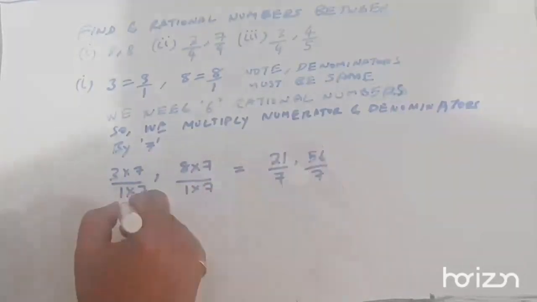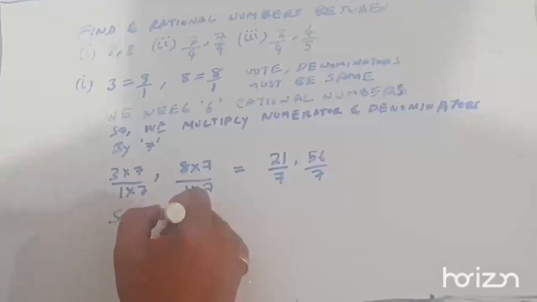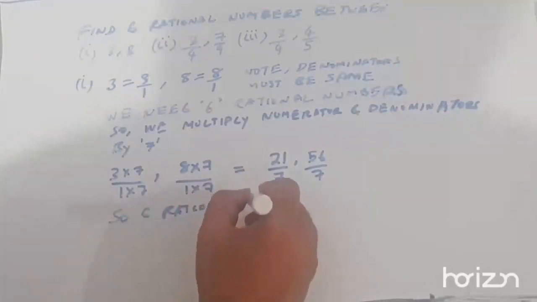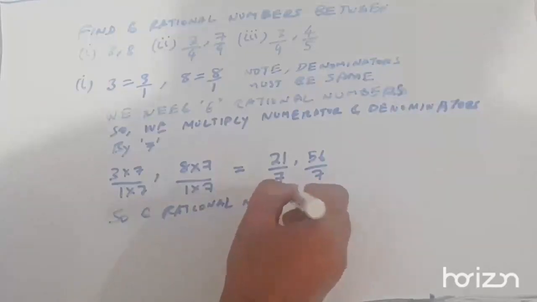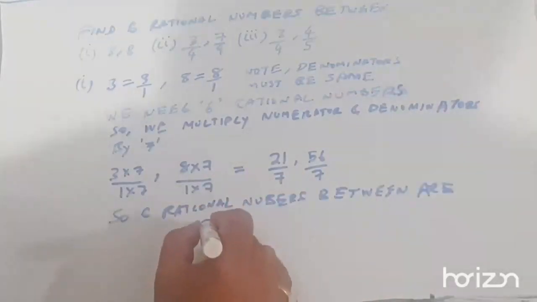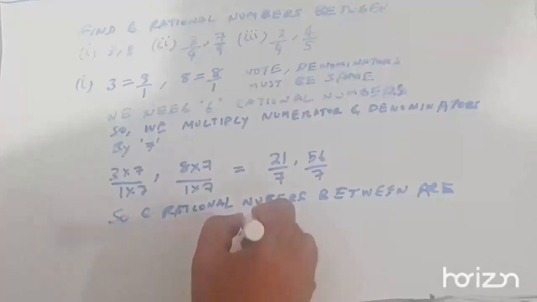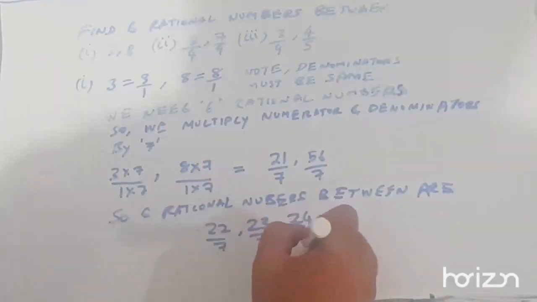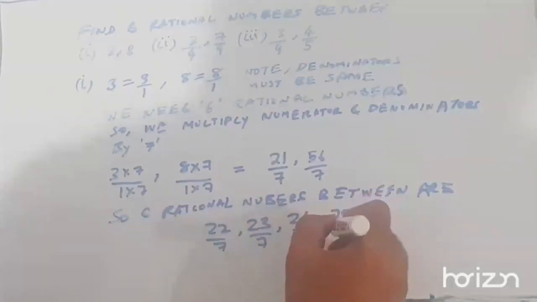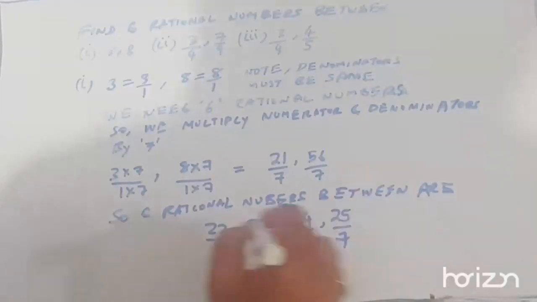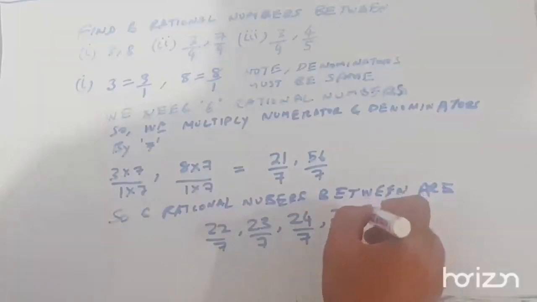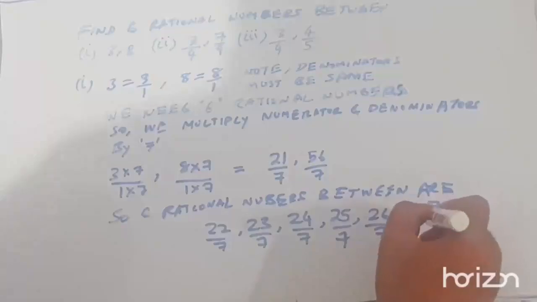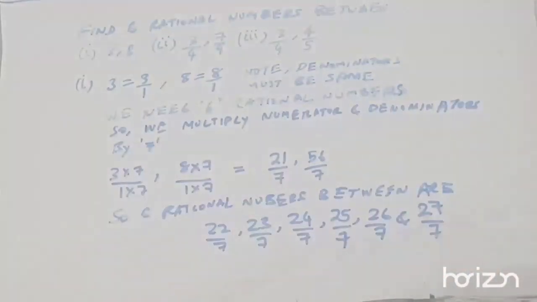Right? And now we can enumerate the six rational numbers between these two numbers very easily, because we have 21 by 7. The next rational number will be 22 by 7, then 23 by 7, then 24 by 7, 25 by 7, 26 by 7. Okay, and the final one will be 27 by 7. So these are the six rational numbers between the given two numbers.